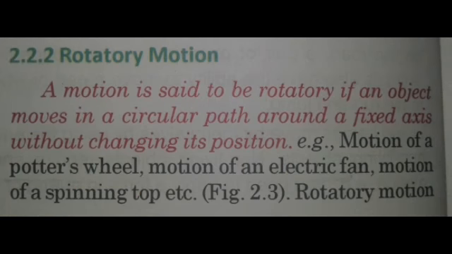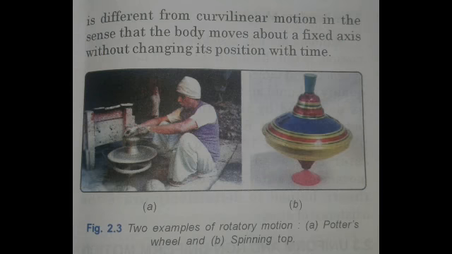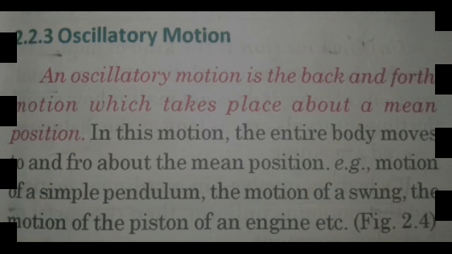Now, rotatory motion. A motion is said to be rotatory if an object moves in a circular path around a fixed axis without changing its position. जब एक ऑब्जेक्ट एक फिक्स एक्सिस पर रहता है और अपनी पोजीशन ना बदलते हुए वो सर्कुलर पाथ में जब मूवमेंट करता है तब हम कहते हैं कि वो ऑब्जेक्ट रोटेटरी मोशन में है। एग्जाम्पल, motion of a potter's wheel, motion of an electric fan.